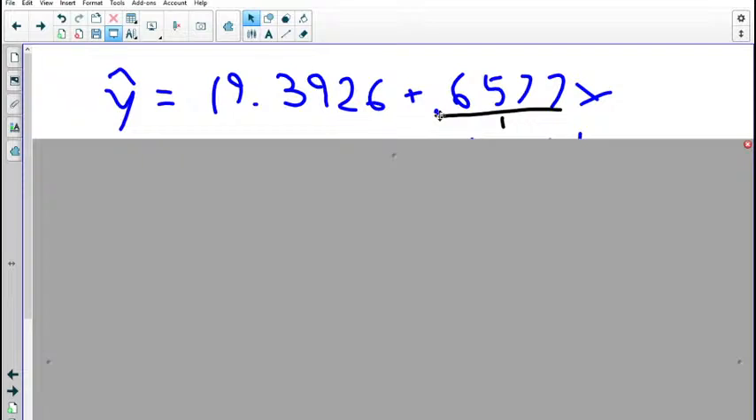And especially when we have a decimal. In other words, we're saying since every time x goes up by 1, y changes by this amount. That's what the slope tells me.